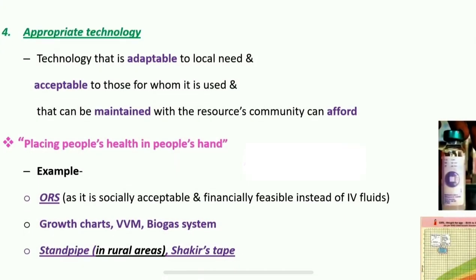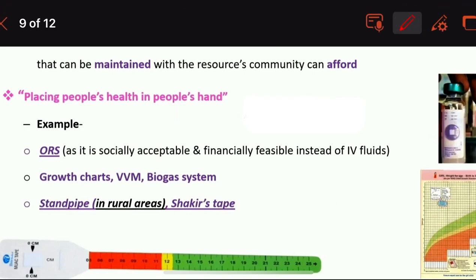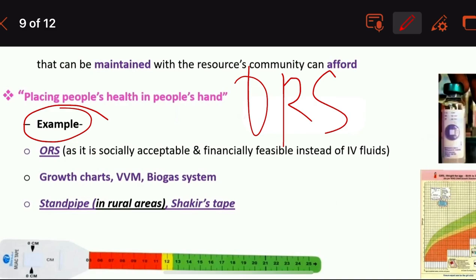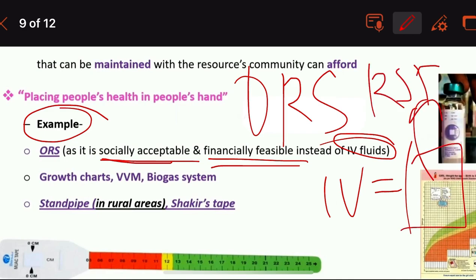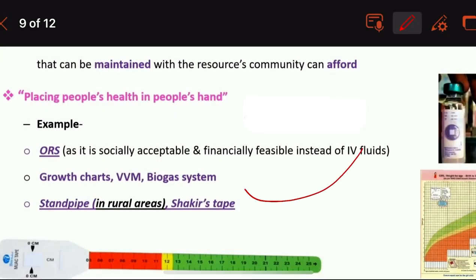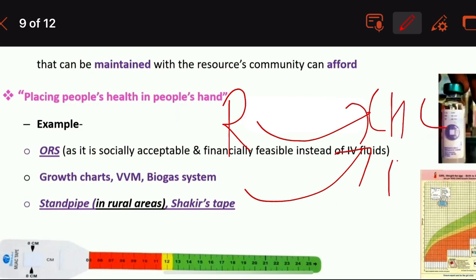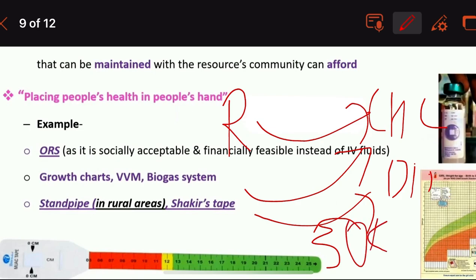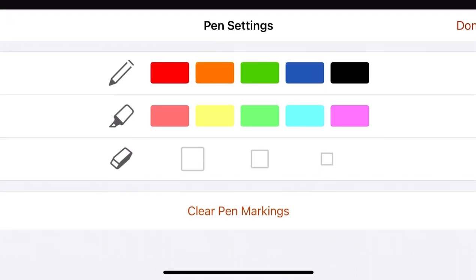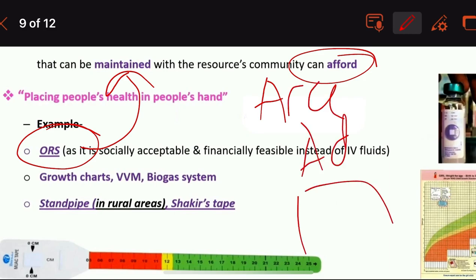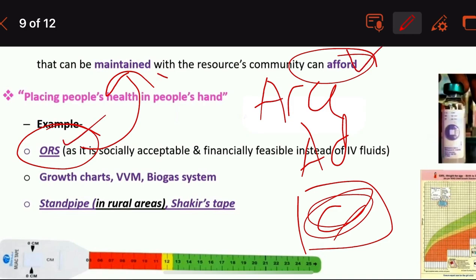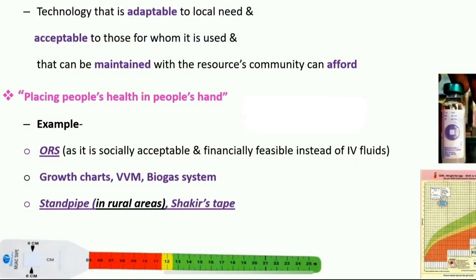An example we have is that of ORS. Under appropriate technology, we have the example of ORS, oral rehydration therapy, which is socially acceptable and financially more feasible instead of IV fluids. In IV fluids, the patient is charged rupees 500, and he has to travel a lot from the rural area. He has to go to the CHC or the district hospital, which is 30 or 40 kilometers away, and then get this IV fluid. If you ask the patient to take ORS, it is more affordable, more acceptable, and easily adaptable. He has to just mix it in water and drink it. So this is more acceptable, affordable, and adaptable by the community than the IV fluid.